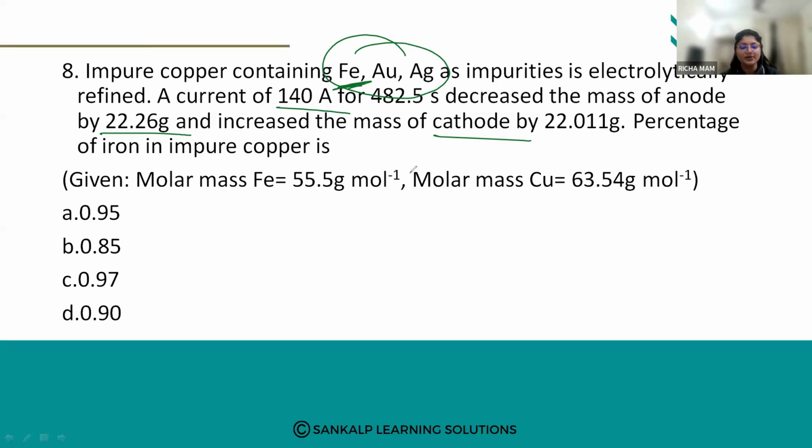Now here, what is happening to copper? Copper plus 2 electrons. Copper is getting reduced, right? So there is a gain of electrons. First we'll find the equivalent weight. What is the equivalent weight of copper? Copper's weight is 63.54, and for copper plus 2, 2 electrons are involved, so 2. Just find the equivalent weight: 63.54 divided by 2.